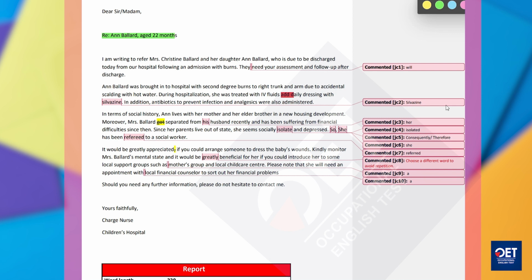Then the student has mentioned so. So is an informal word. Instead of so, you should write therefore. She has been referred. The spelling of referred is wrong. Here is a spelling mistake.